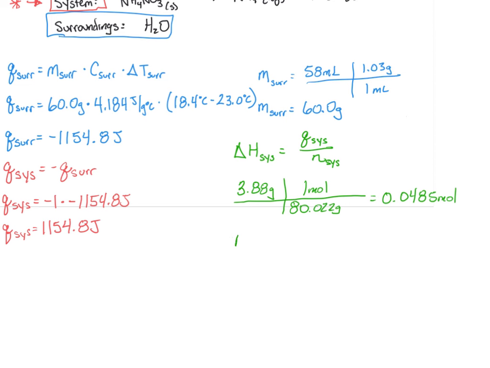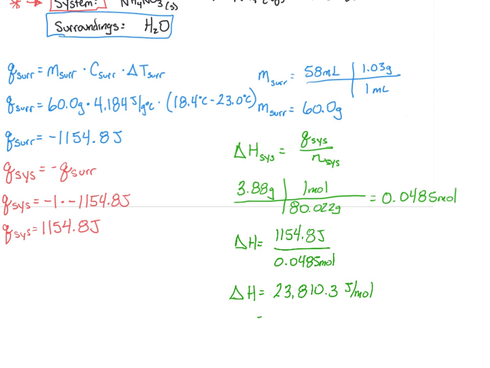So now I can find delta H of my system as 1154.8 joules divided by the moles. And I can find that delta H is equal to 23,810.3 joules per mole. Or if I want to put this in kilojoules, I get 23.8 kilojoules per mole.